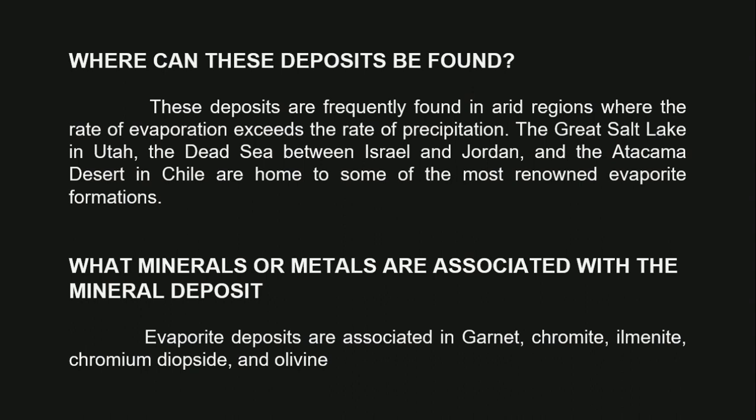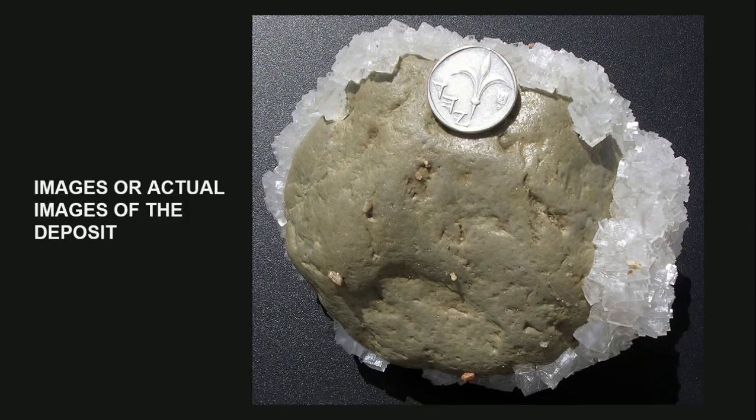The Great Salt Lake in Utah, the Dead Sea between Israel and Jordan, and the Atacama Desert in Chile are home to some of the most renowned evaporite formations. So, this deposit is more associated with garnet, chromite, ilmenite, chromium diopside, and olivine. So, these are the pictures of these deposits.